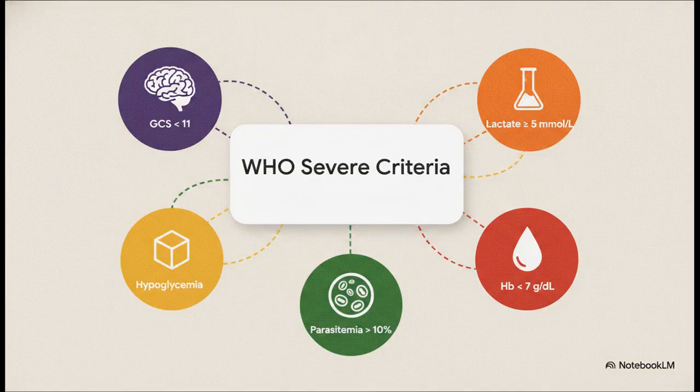All right, mental screenshot time for everyone working in acute care. If your patient meets even one of these World Health Organization criteria, we're talking a GCS under 11, a lactate over 5 millimoles per liter, severe hypoglycemia, a hemoglobin under 7, or a parasitemia burden greater than 10%, you are dealing with a massive medical emergency. Multi-organ failure is imminent, or hey, it's already happening.